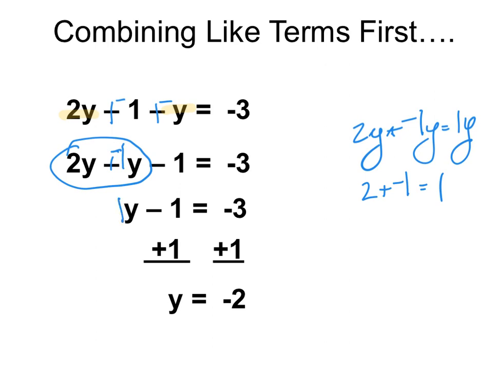And then I just bring down everything else I've not touched yet. I have a negative 1, I have a negative 3, and now I have a one-step equation. And the opposite of a negative 1 is a positive 1. So I add a 1 to both sides. These negative 1 plus positive 1 will cancel out and leave me with a y on this side. And now I take negative 3 plus a positive 1, which is a negative 2. And that is solving a multi-step equation.